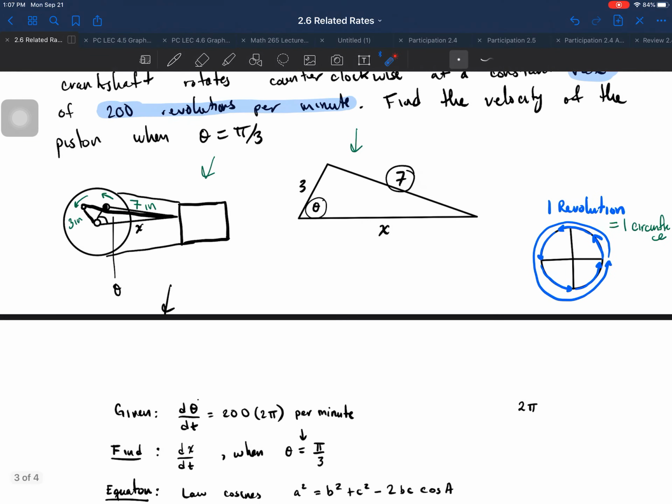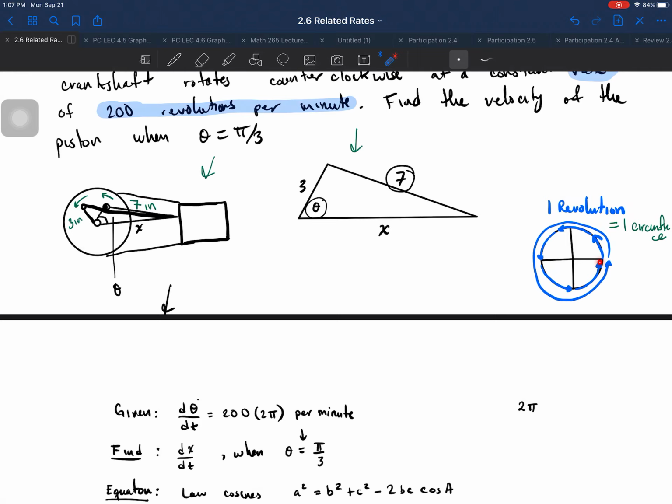So what does it mean about the angle? How fast is the angle changing? It's actually determined by what they give us up there. They're saying that the angle changes over time at this rate. It takes 200 revolutions per minute. Well, what does it mean to be a revolution? A revolution means it makes a full rotation.